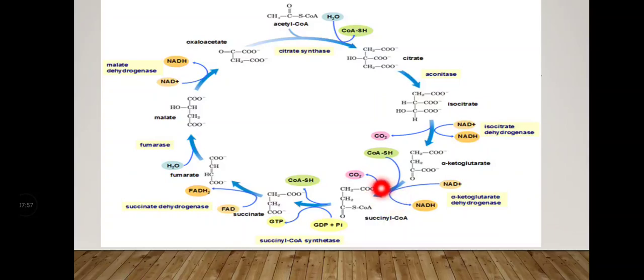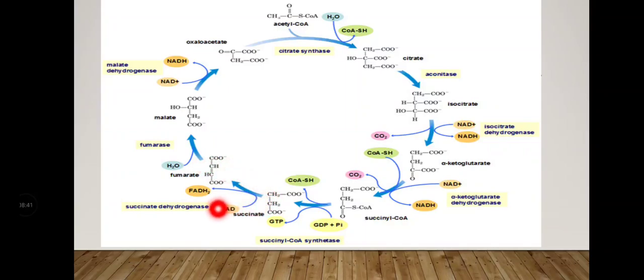Then succinyl-CoA is converted to succinate, but in the process coenzyme A is given off, and you generate GTP from GDP and inorganic phosphate. The reaction that converts succinyl-CoA to succinate is catalyzed by the enzyme succinyl-CoA synthetase. Then succinate is converted to what?